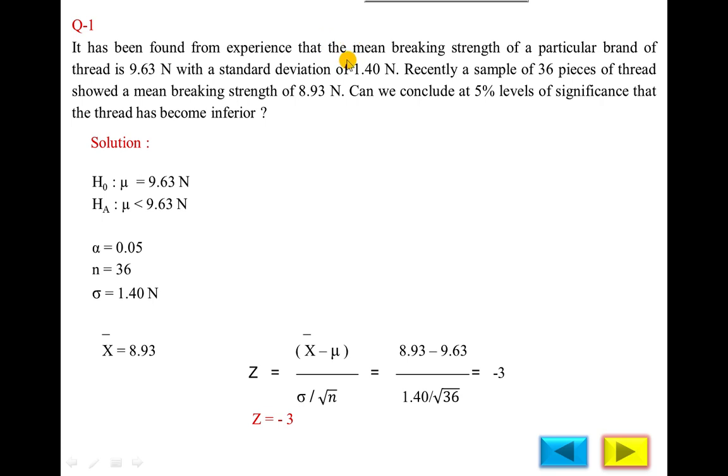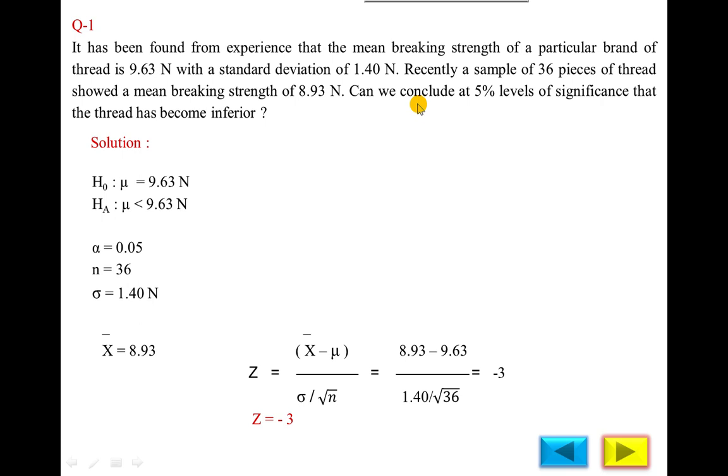So the first sentence up to this point represents the null hypothesis and sigma. With the help of this sigma you can decide: we will use the z-test for the mean because sigma is known. Recently, a sample of 36 pieces of thread, n is the sample size, 36, showed a mean breaking strength. The mean of this sample is represented by x bar, 8.93.